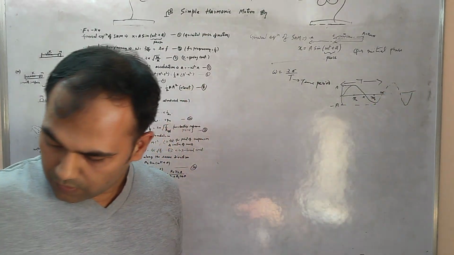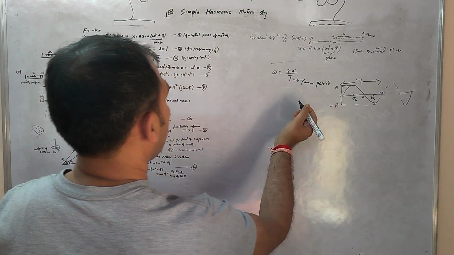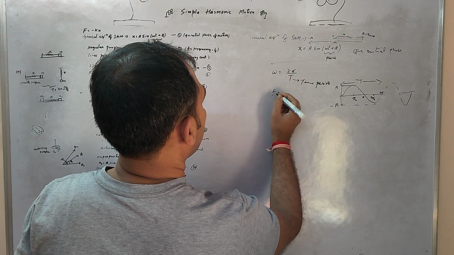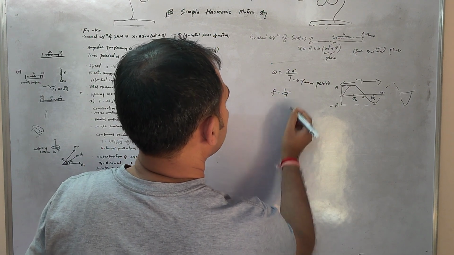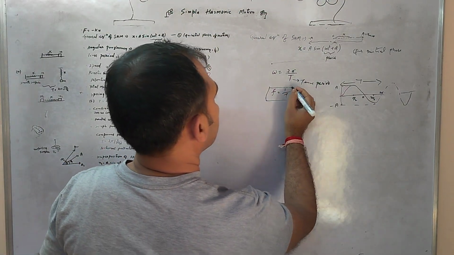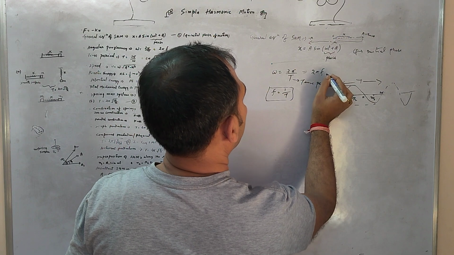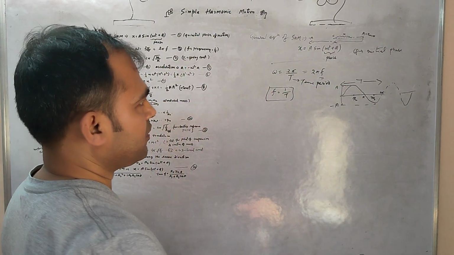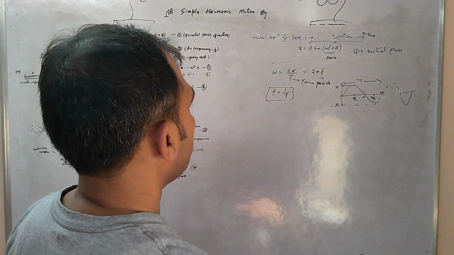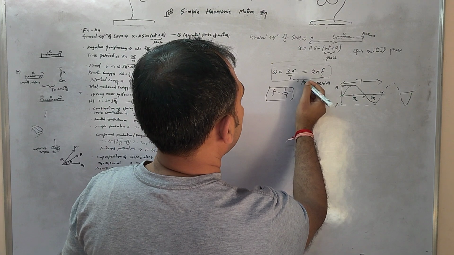And time period is equal to 1 upon frequency, or say frequency can be written as 1 upon time period. You know this formula. So omega can also be written as 2 pi f, where f is the frequency of this motion of the particle. I hope there is no issue and you got it very clearly.